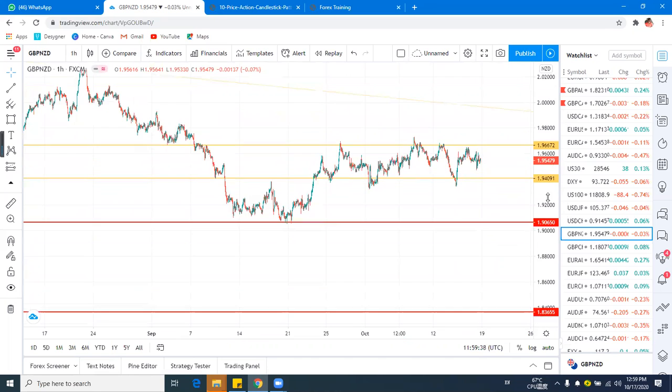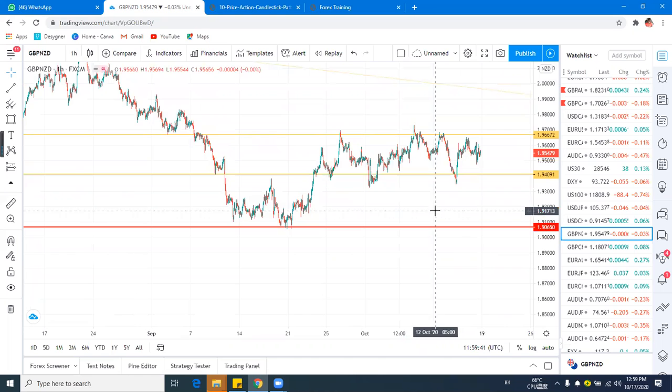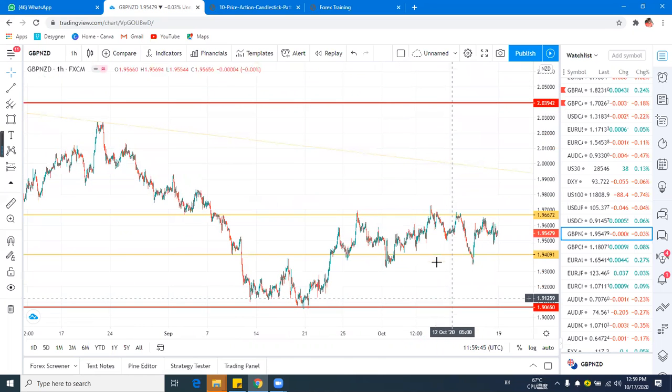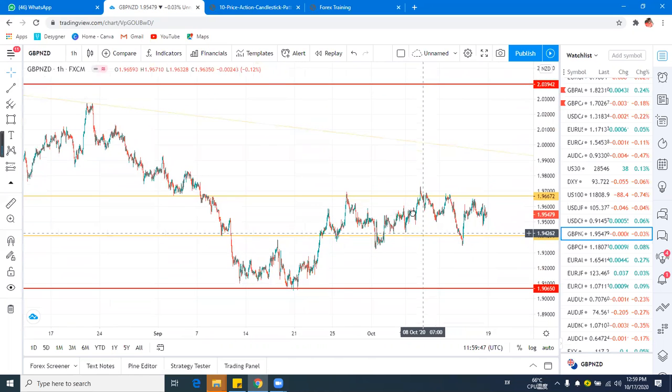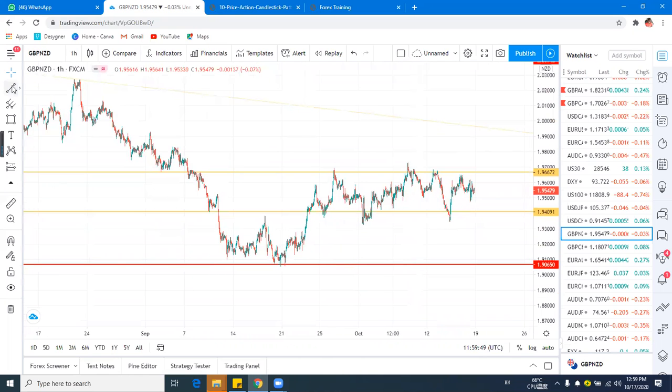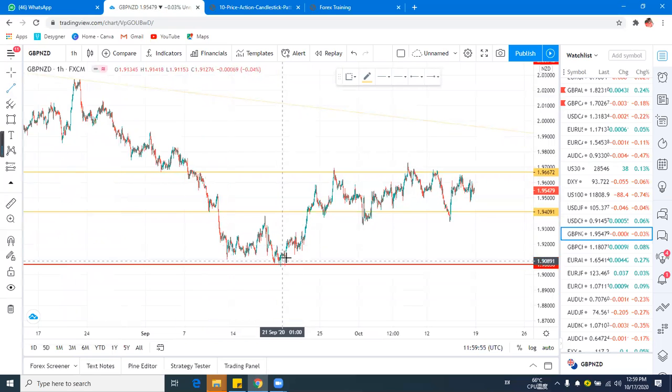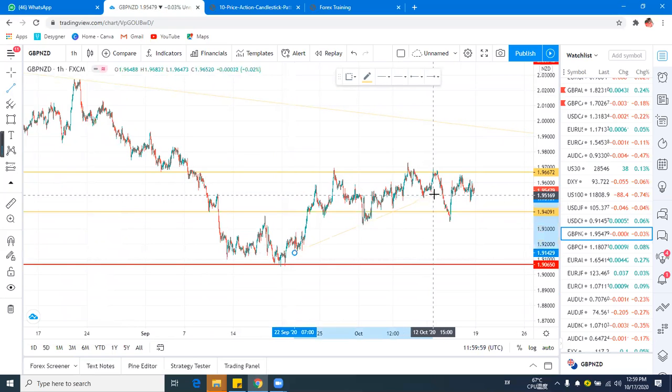When you open your chart, you will look for what the overall market is saying. Is the market saying an uptrend or is the market saying a downtrend? Now that I have come to 1 hour, I can see that the market is doing a little bit of uptrend on the 1 hour time frame. From here, let me connect these two dots together. Come on now. Can you see this?